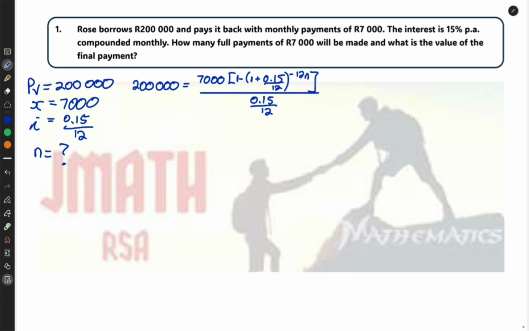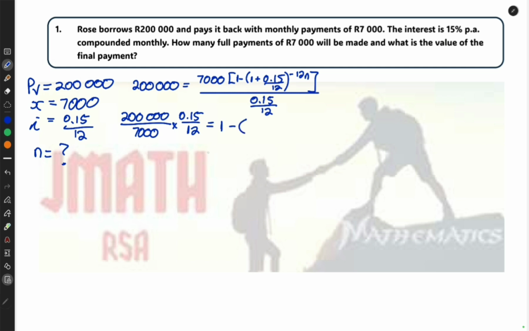I substituted in everything, and now I need to use my algebra skills to get n alone. First, I'm going to divide by 7,000 on both sides, and then I'm going to multiply the bottom bracket value to the left. You can choose how many steps you want to do this in. Just to save time on the video, I'm going to combine it into one big step.